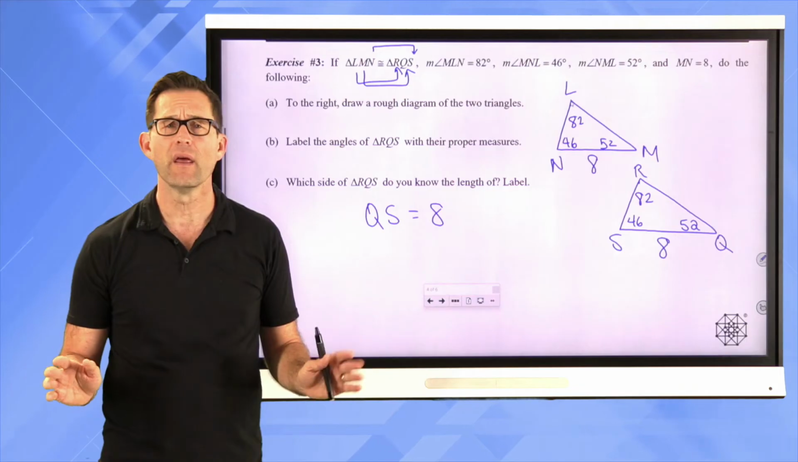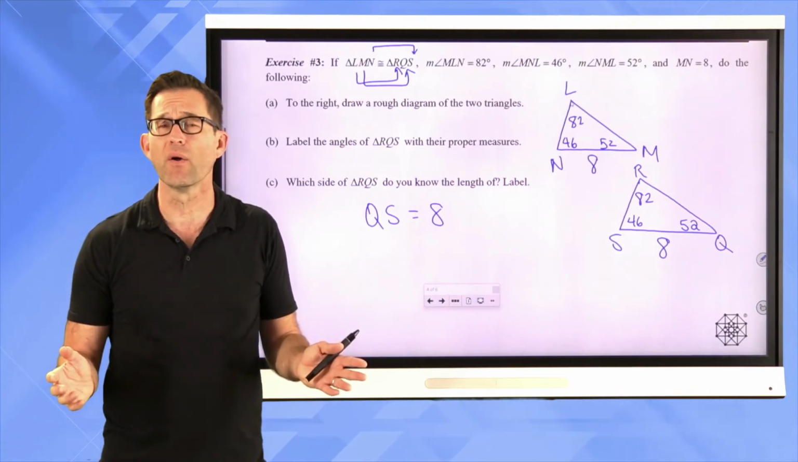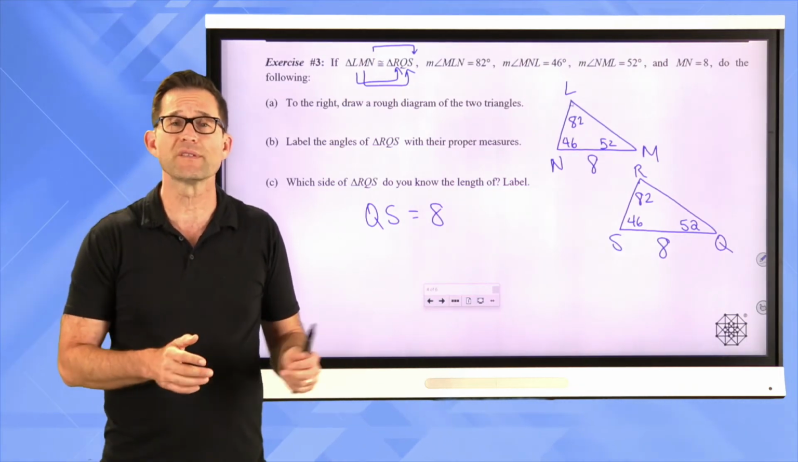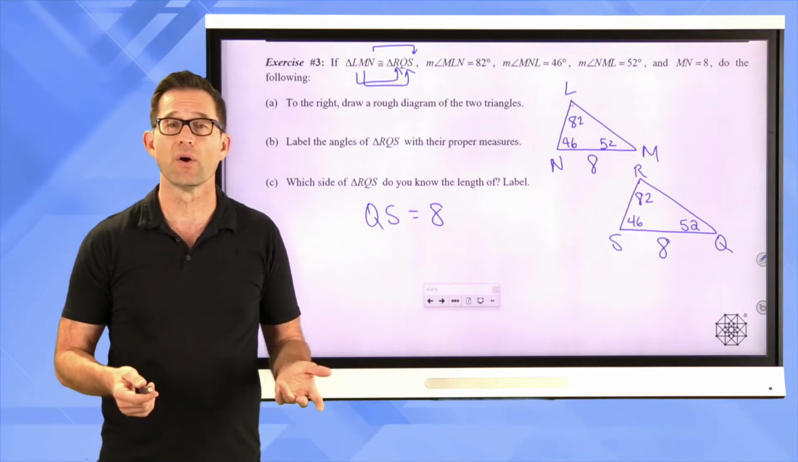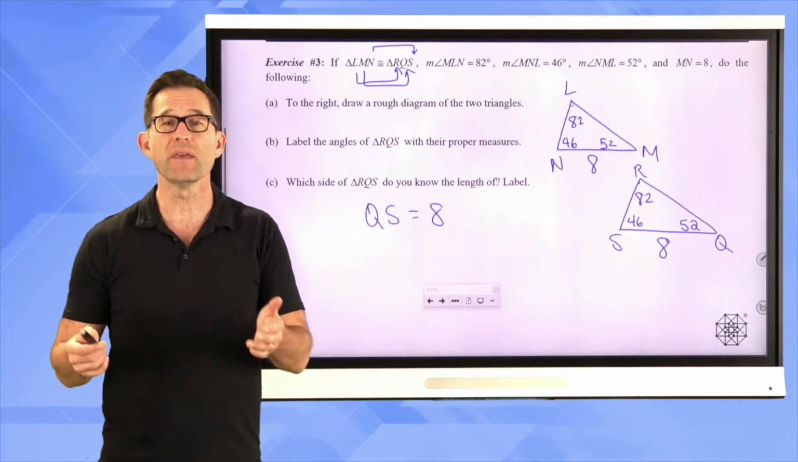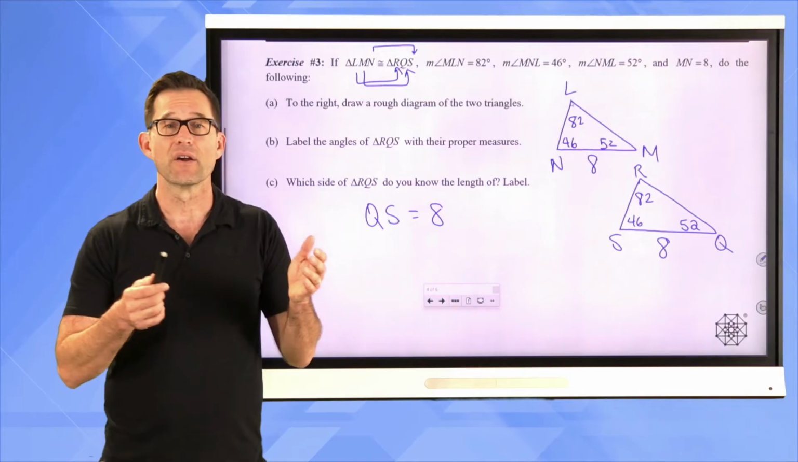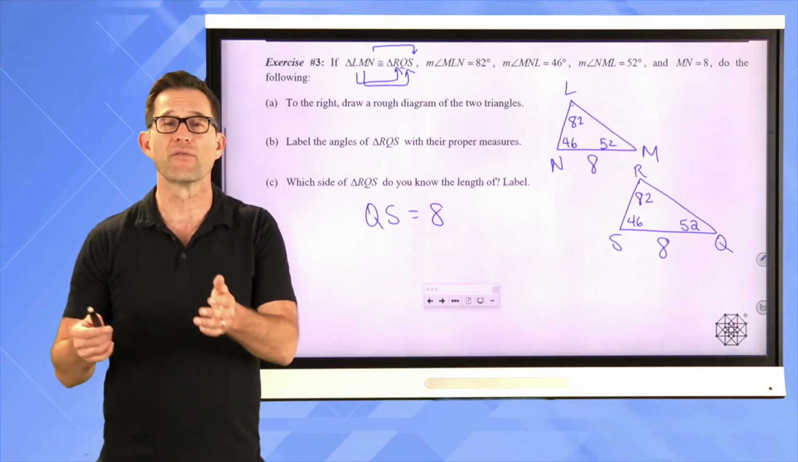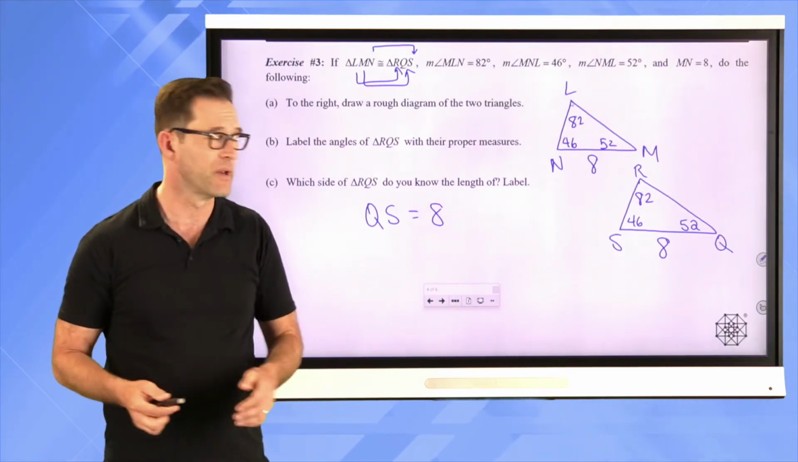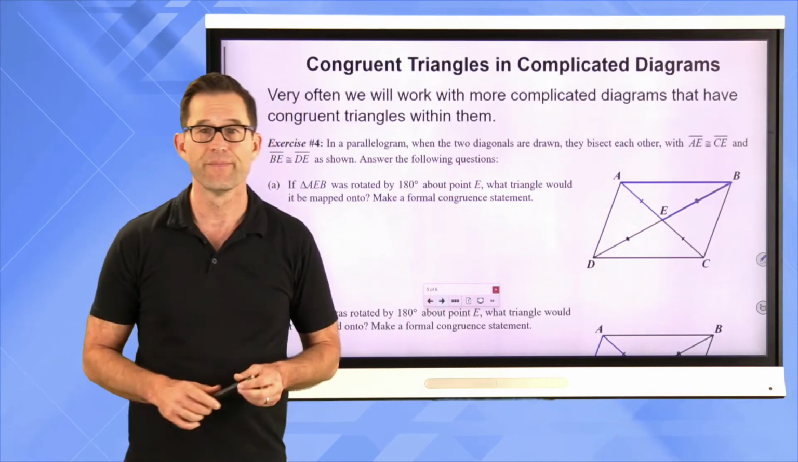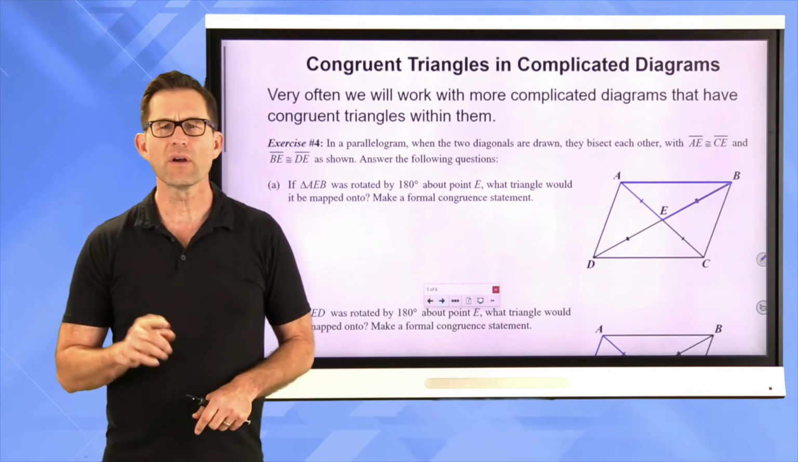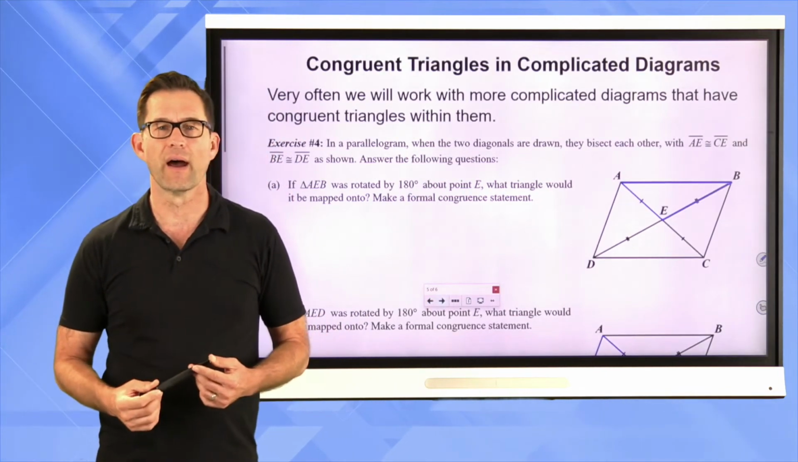It's got to be equal to 8 because those are corresponding sides on two congruent triangles. Simple idea, right? If I have two triangles that are identical, then parts that show up in the same place on the two triangles must also be identical. CPCTC. Corresponding parts of congruent triangles are congruent. All right, now let's talk about congruent triangles in complicated diagrams.